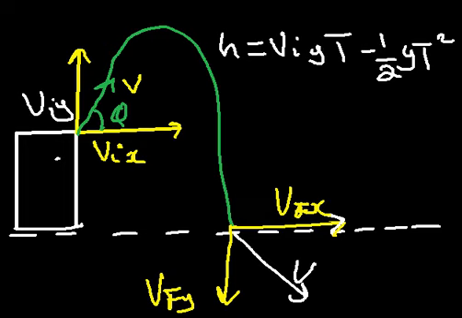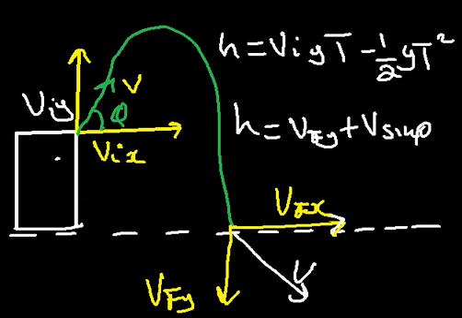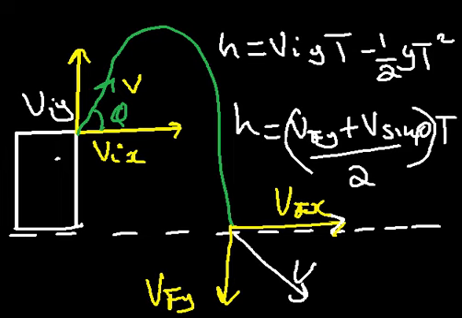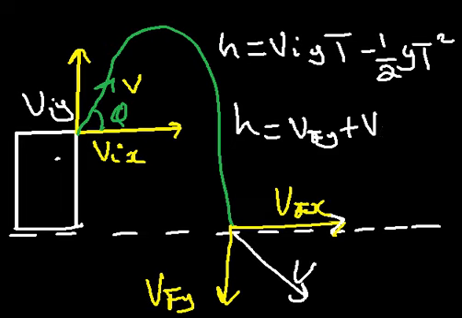Or else we can also use this as well. That is, the height is equal to vfy, the final velocity along the y-axis, plus the initial velocity along the y-axis, which is v sin theta, divided by 2, times t total. So we can also use that to get the height of the building. So take note of that.